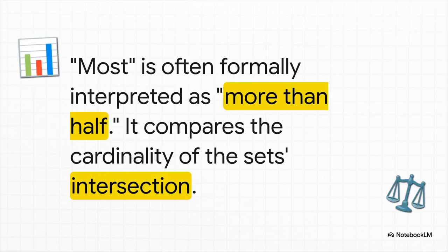So let's go back to our old friend most. We can finally pin it down. Formally, it often means more than half. In the language of sets, that means the size of the group in both A and B is greater than the size of the group that's in A but not in B. See? It's just a clean, precise mathematical comparison.